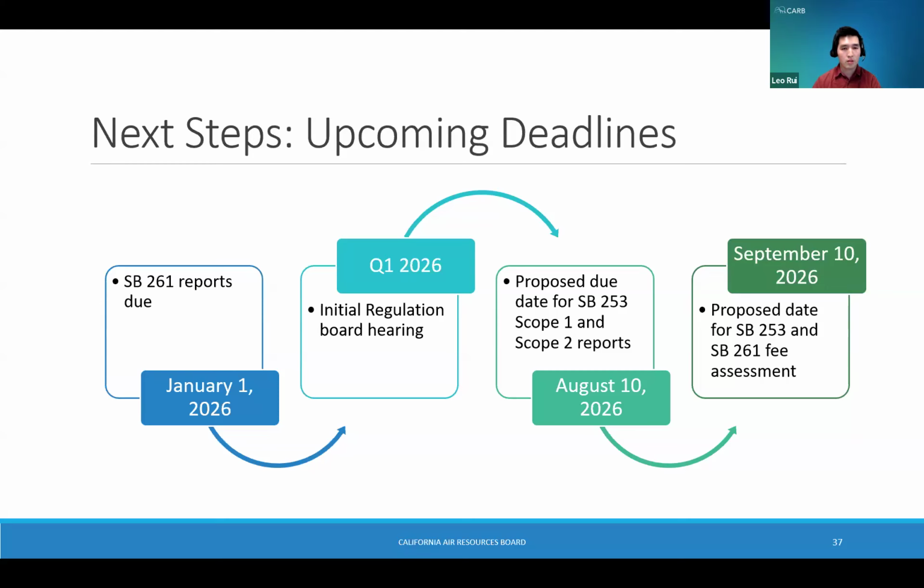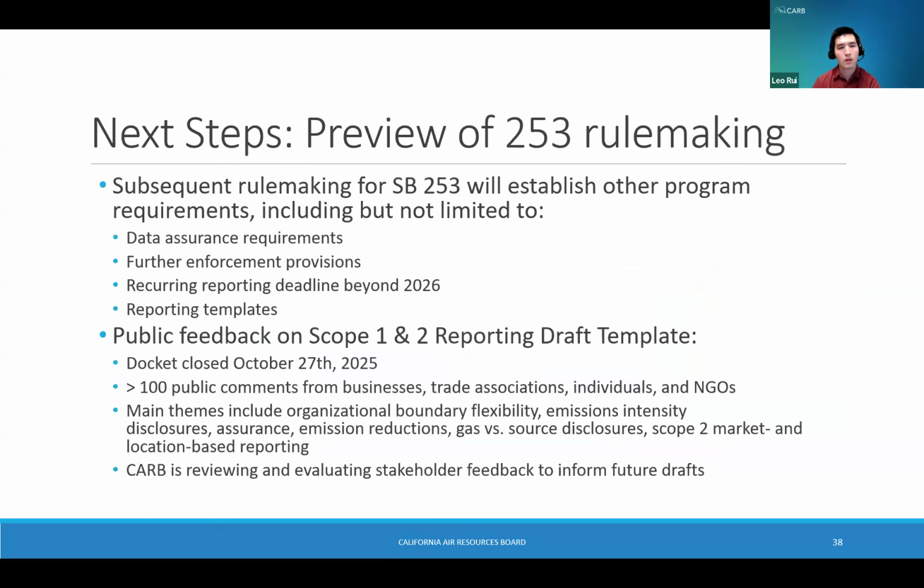Staff also plans to propose to the board that on September 10th, CARB will assess fees for covered and reporting entities and send invoices to the covered parties. We discussed the scope of the initial rulemaking at length earlier in this presentation, which will include the first year only SB 253 emission reporting deadline and the fee administration provisions.